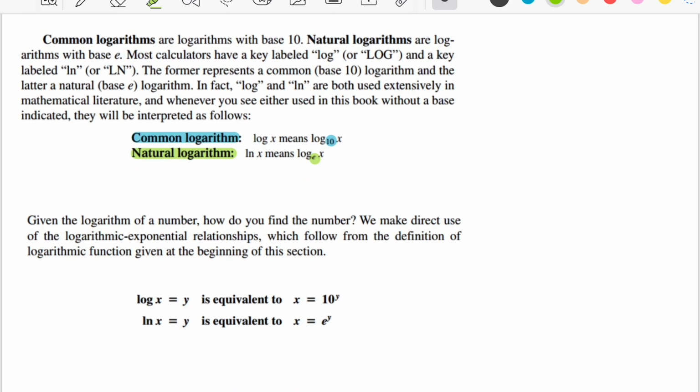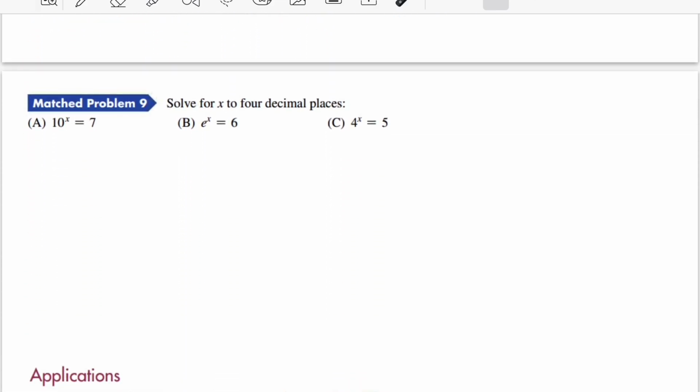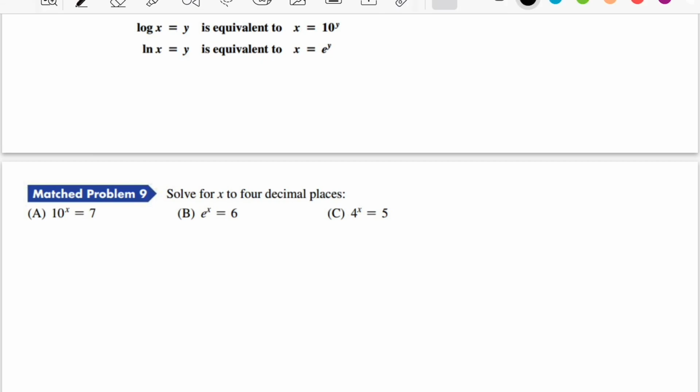So we have log base 10 of x is equal to y is the same thing as writing x is equal to 10 to the power y. And same for natural log, base e of x is equal to y is the same thing as x is equal to e to the power y. So again, just using the fact that our exponential and log functions are inverses. And we'll look at a few examples of this.